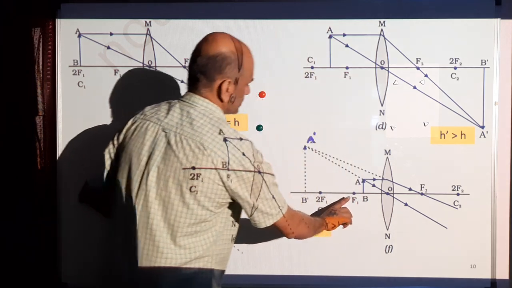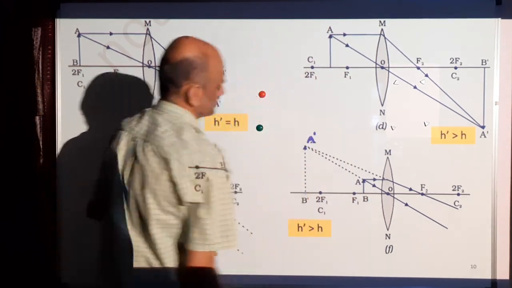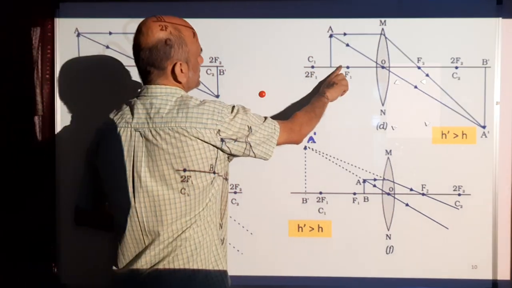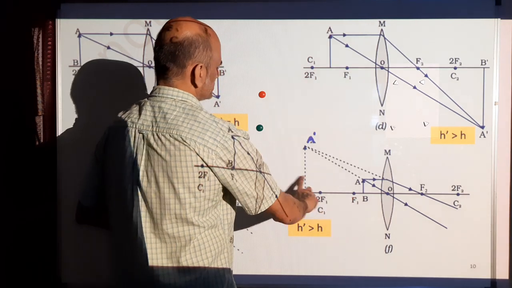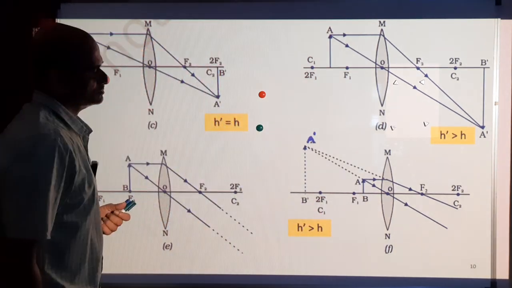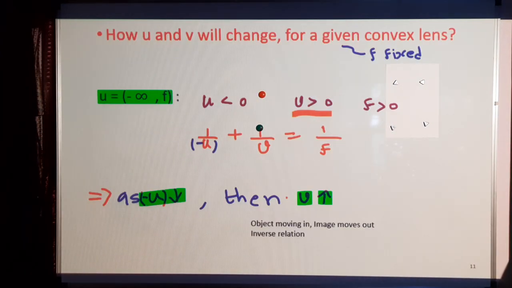So once the object crosses the focal point, if the object is moved from here to here, the image also moves closer to the lens. Before this, at the focal point, it is opposite: when the object moves in, the image will move away. It's an inverse relation. But once it crosses the focus, when the virtual image is forming, when the object is moving in, the image will also move in. So this is a way to understand the lens formula.